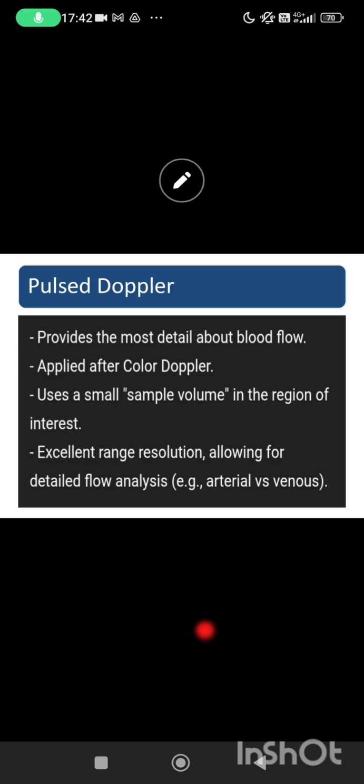Okay, Tasveen, can you now repeat what's described in this slide? Okay, so pulse wave Doppler provides the details about blood flow, and usually we will apply it after using color Doppler. And basically, we need a small sample volume in the region of interest, basically in the center of the vessel. Okay, so excellent range resolution because of the receiver. It's selective of the information. Okay, and therefore it allows detailed flow analysis.